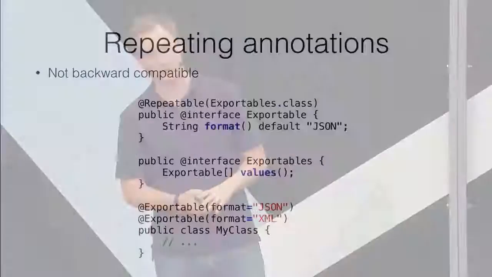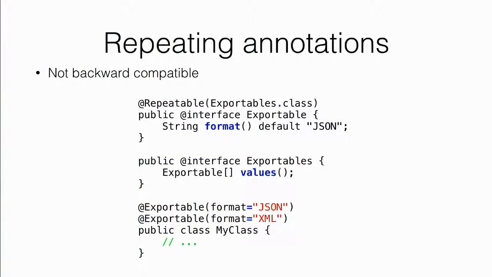Repeating annotations, I'm sure many of you who are using all those fancy frameworks with tons of annotations will love that feature. It's also, unfortunately, not backward compatible, but it means that now a single annotation, there's an example at the bottom, @Exportable, can be written several times on the same type. So for instance, here we have a class that we want to be able to serialize in different formats. We can just repeat the annotation instead of using arrays of values in the annotation.